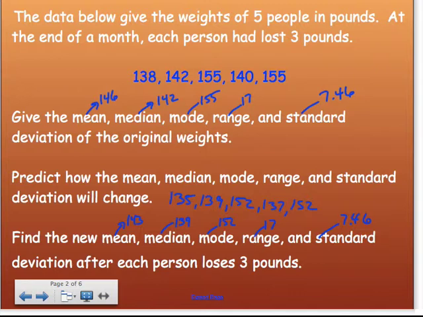What if we had thousands of pieces of data? The last thing I want to do is take every one of those thousands of pieces of data, reduce them by 3, and recalculate them all.